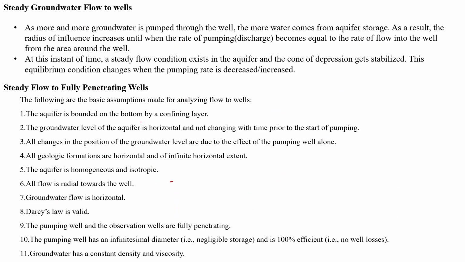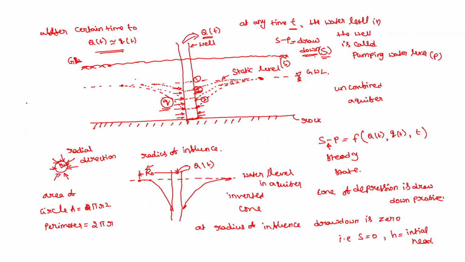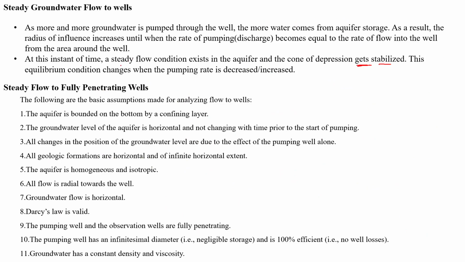At this instant of time, a steady flow condition exists in the aquifer, and the cone of depression gets stabilized. After a certain time t, the capital Qt and the small qt will become equal, and the cone of depression will become stabilized. This equilibrium condition will change if Qt either increases or decreases. As long as we maintain this Qt, after the aquifer reaches steady flow, the capital Qt and the small qt will be equal.